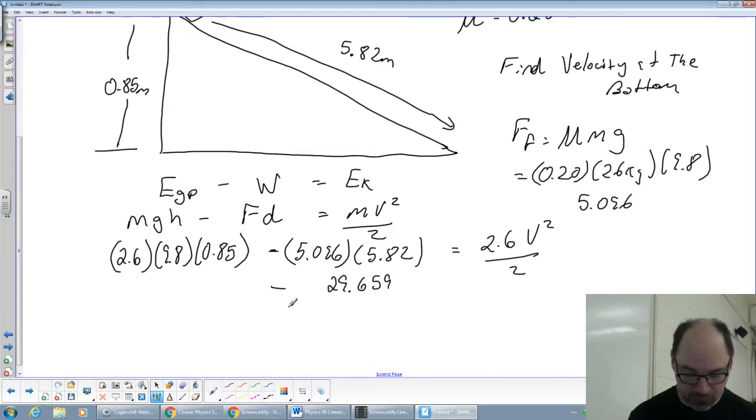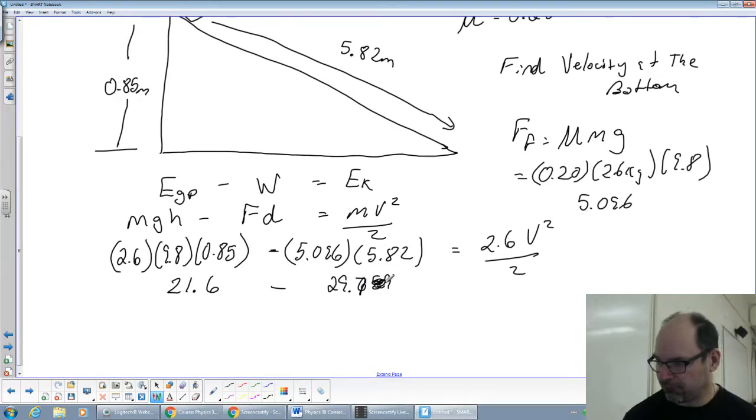So this other one is going to be 21.6. We can see already that it's going to be a negative, so it's not going to slide down here. The friction's too great for this to slide down. Okay, so let's just round this one to 29.7. If we do that, we get negative 8.1 joules equals 1.3 v squared.